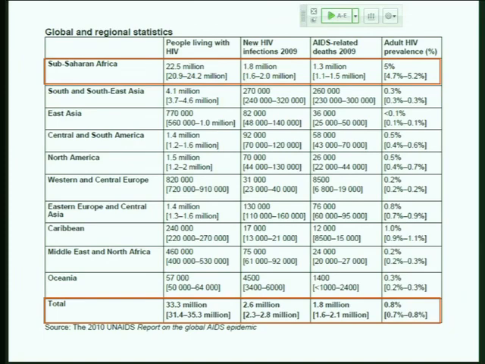I guess the U.S. is there. North America is there. And you can see that the infection rate in North America is higher than, say, in Western Europe and Central Europe, but still low relative to the African rate.